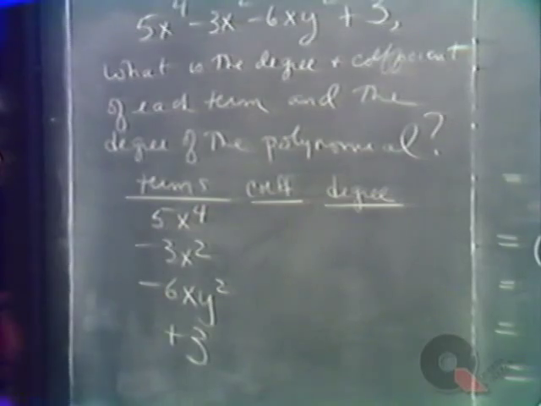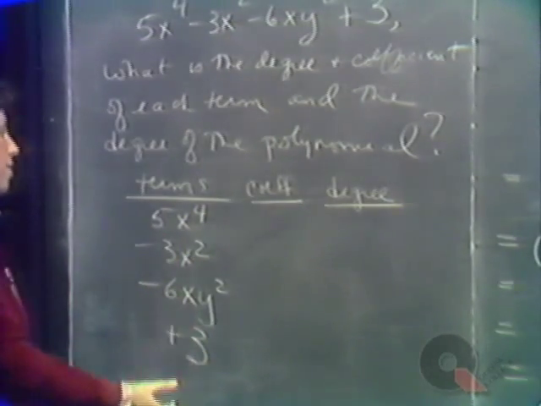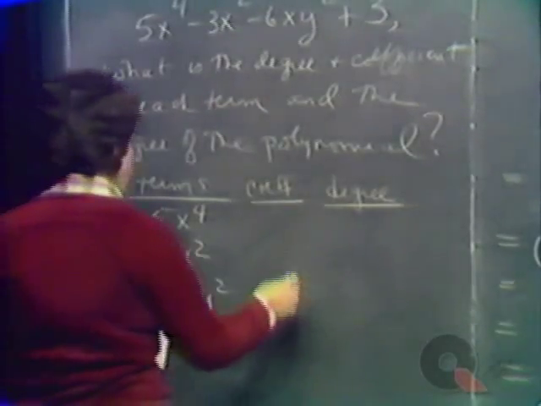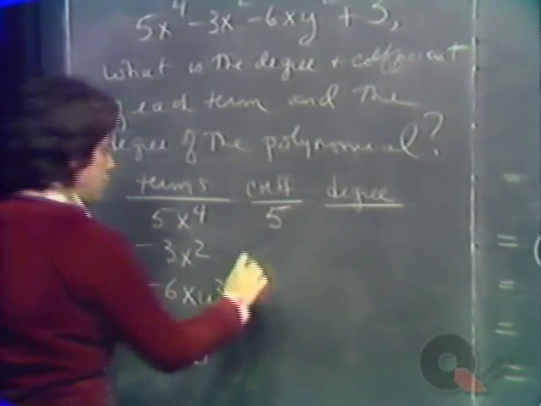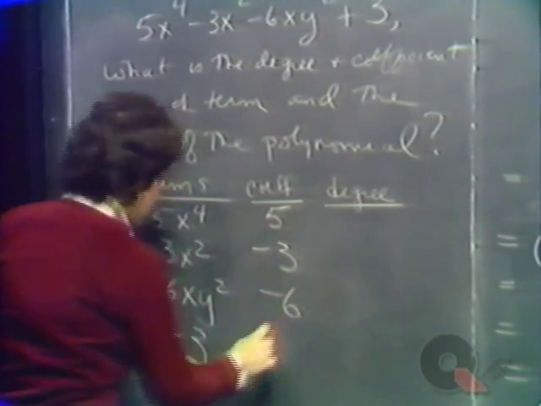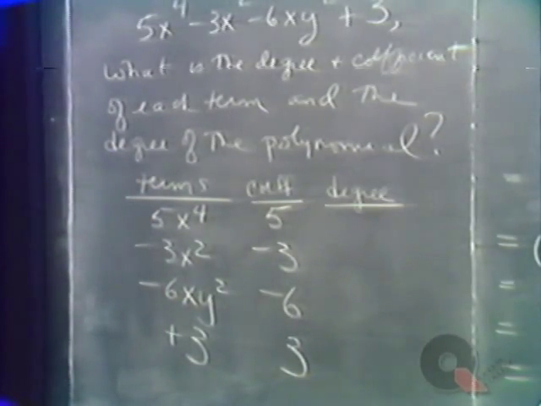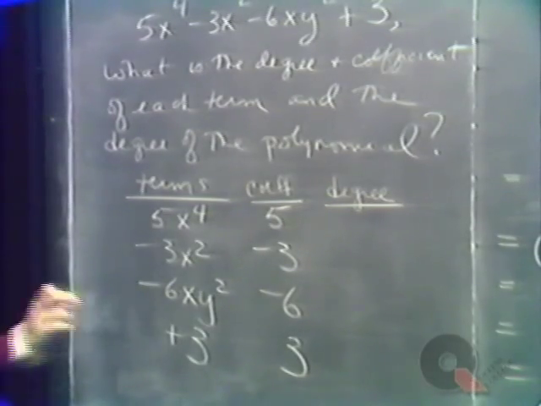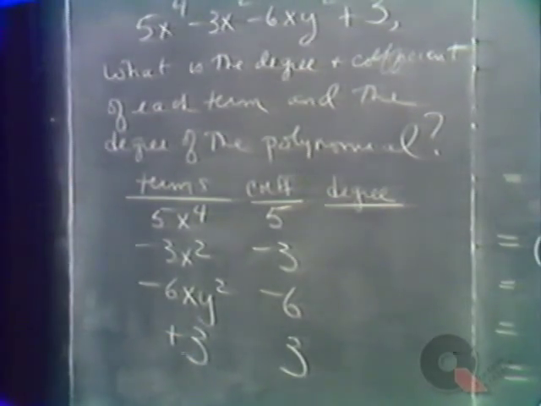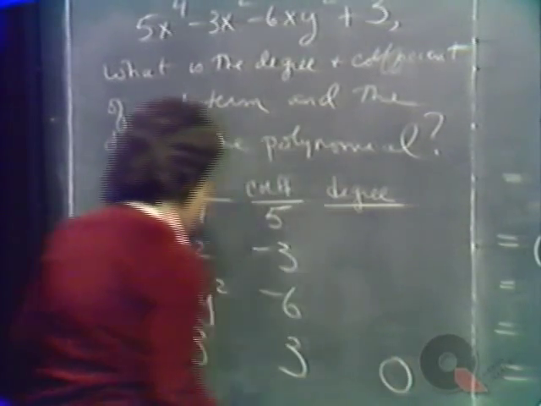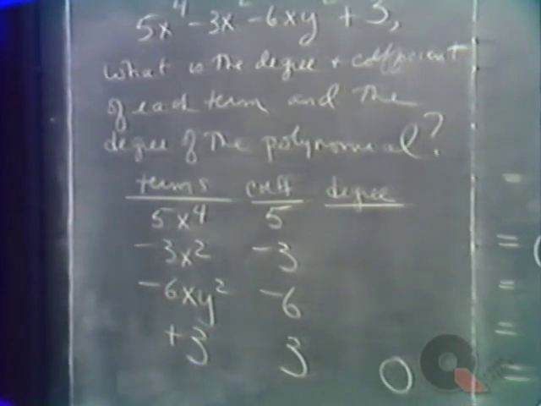Okay. Coefficient. You can think of each term as being composed of, say, a variable part and a constant part, and the coefficient is this constant that appears in the term. So we have here plus 5, minus 3, minus 6, and plus 3. These are the coefficients. Now we need the degree of each term. Well, first of all, let's worry about the case of the constant term. We say that a constant term has degree 0.